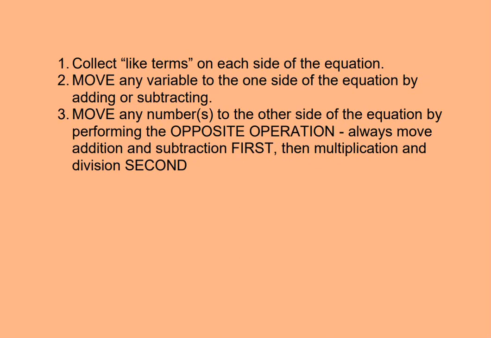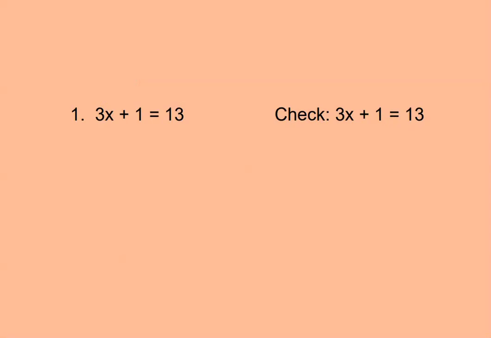Addition and subtraction are opposite or inverse operations. Multiplication and division are inverse or opposite operations. We always do addition and subtraction first, and then multiplication and division. A multi-step linear equation takes more than one step to complete. Our goal, just like with a single-step linear equation, is to get the variable by itself, or isolate the variable.